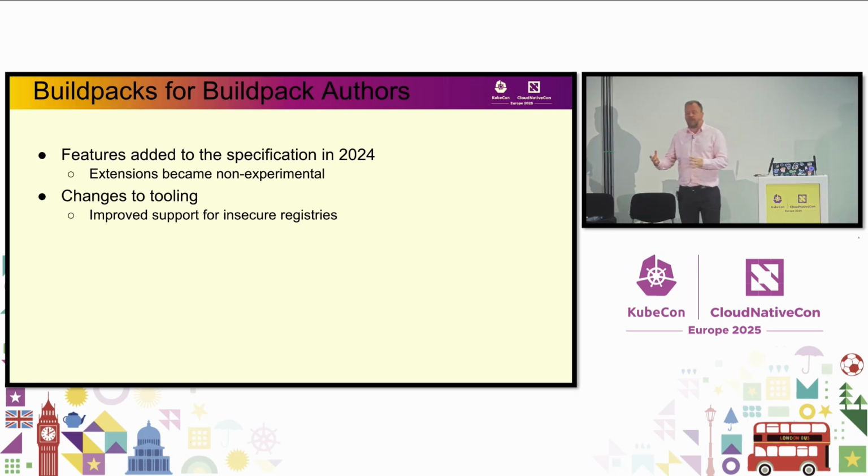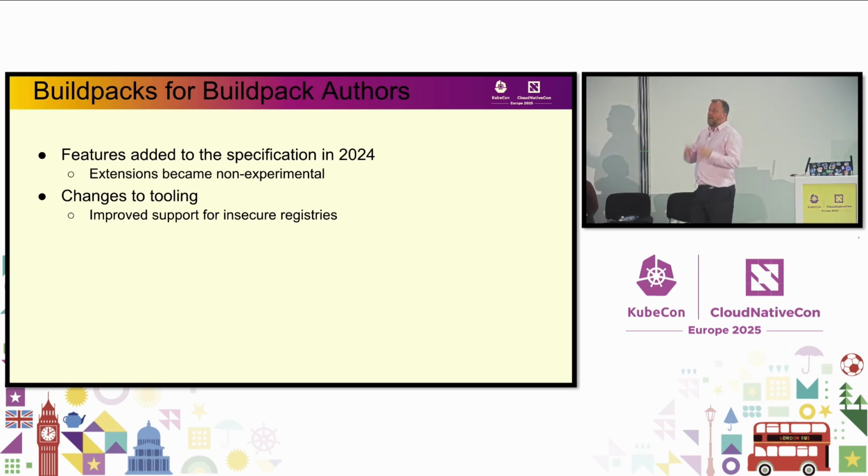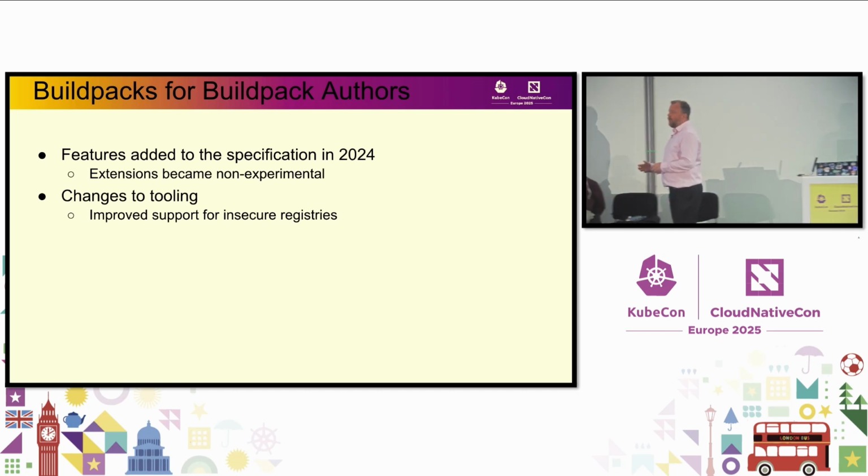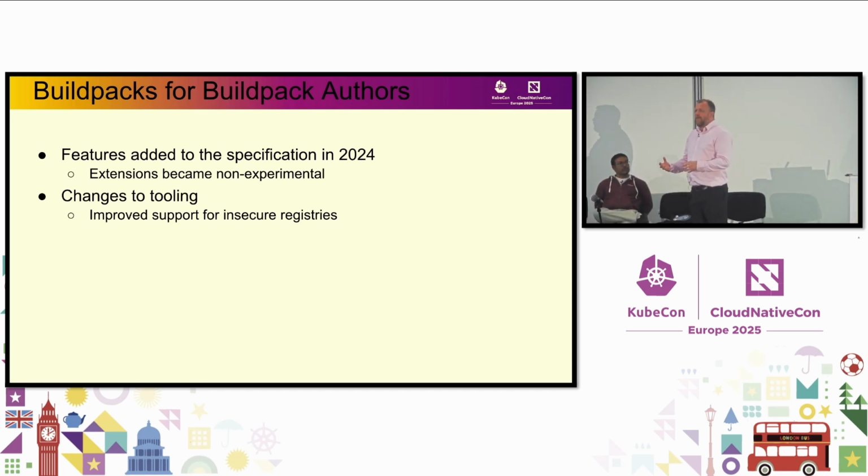And the other thing that we've changed in the past year is now we have better support for insecure registries, which sounds like an anti-feature. But actually, if you're a Buildpacks author and you just want to upload stuff to your local registry running on localhost port 5000, then having support for insecure registries is really neat. Well, it just speeds up that development loop for Buildpacks authors.